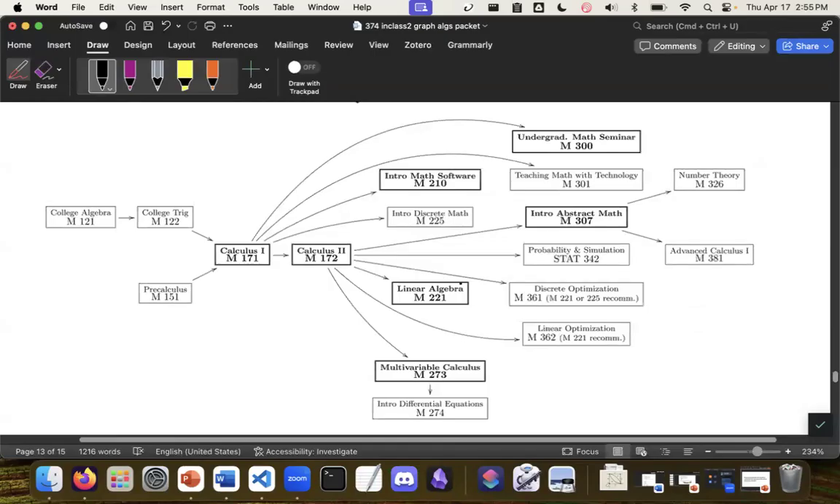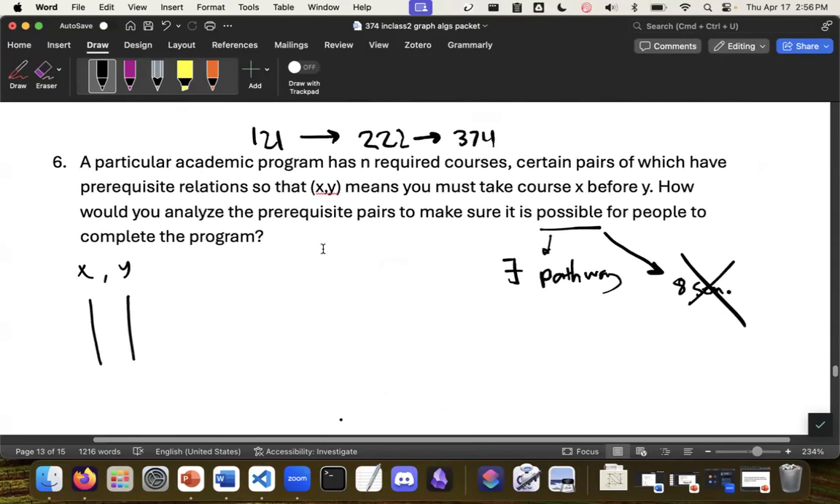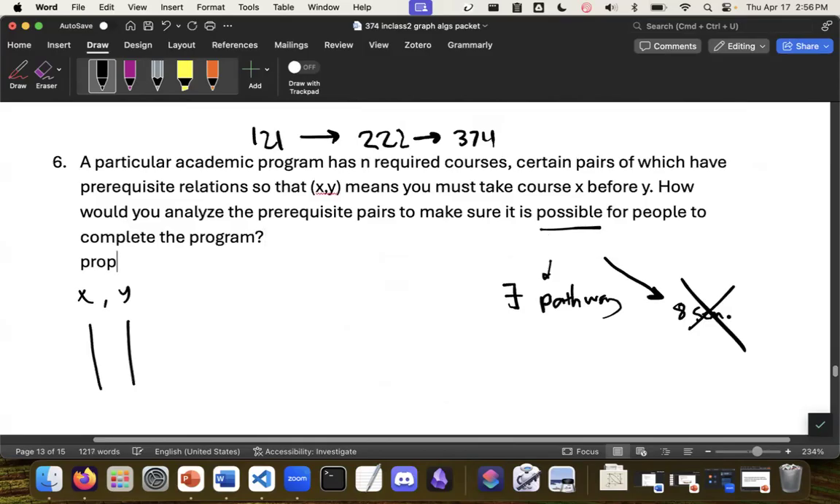And so what's the property that makes this valid? Or what makes it invalid? What makes it impossible? Yeah. So like if there was a situation where we needed Calc 3 to take Calc 1, then clearly we've gotten ourselves into an impossible situation where we can't take Calc 1 to take Calc 2 to take Calc 3, but we need Calc 3 to take Calc 1. So the property is it needs to be acyclic, right?